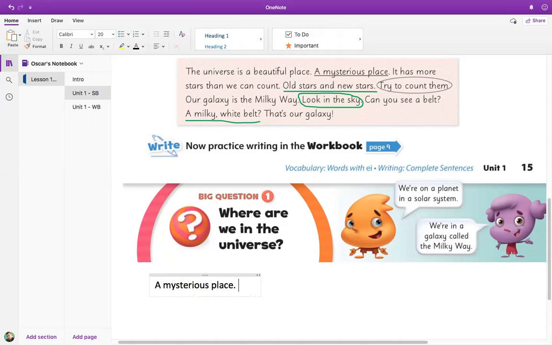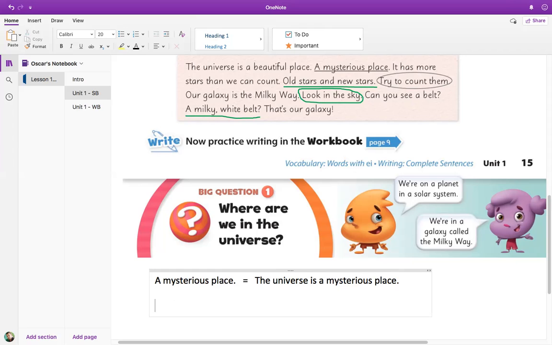We are missing the subject. We are also missing the verb. So let's make it complete. If you read the statement before this, it was saying the universe is a beautiful place, a mysterious place. So what is a mysterious place? The universe. So we are going to add the universe as our subject, and then our verb is "is." So our complete sentence will be: the universe is a mysterious place.